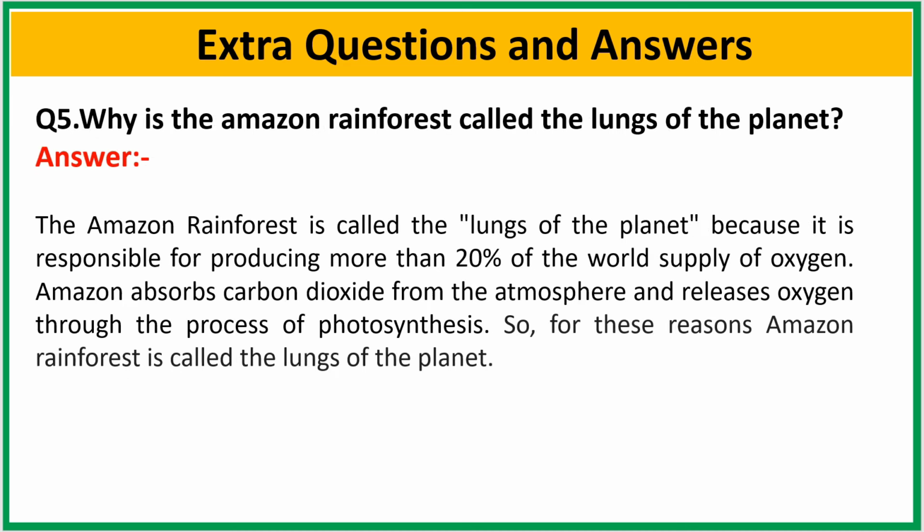Question number 5. Why is the Amazon rainforest called the lungs of the planet? Answer. The Amazon rainforest is called the lungs of the planet because the trees and plants of the Amazon rainforest produce more than 20% of the world's supply of oxygen. And also it helps to reduce the carbon dioxide level in the atmosphere. So that's why the Amazon rainforest is called the lungs of the planet.